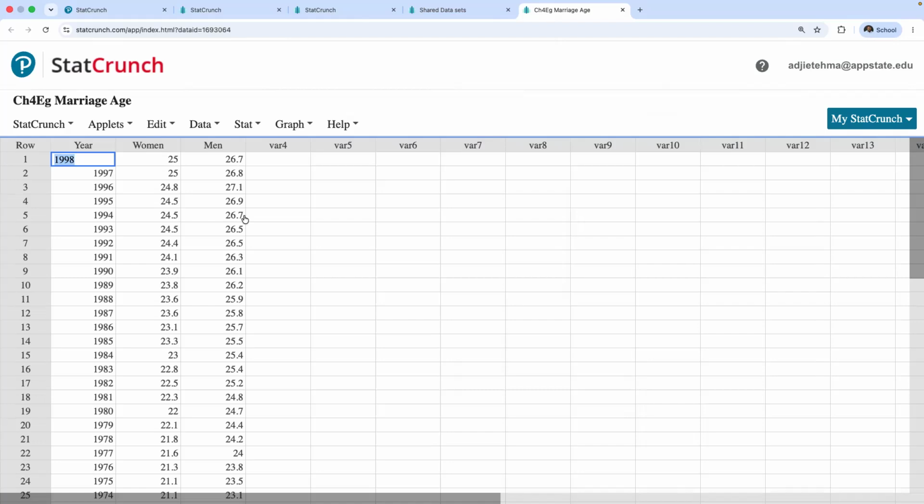We're trying to find the 5 number summary. In this example, we want to do it for both men and women, because those are the two things we are comparing. So to do that, where do I go?